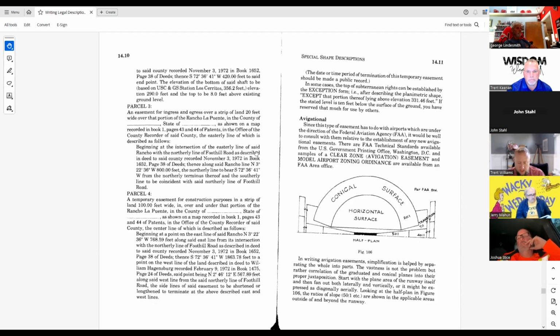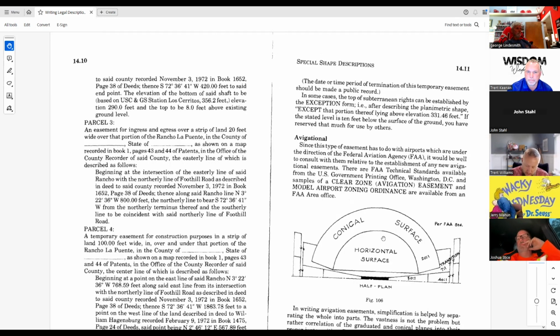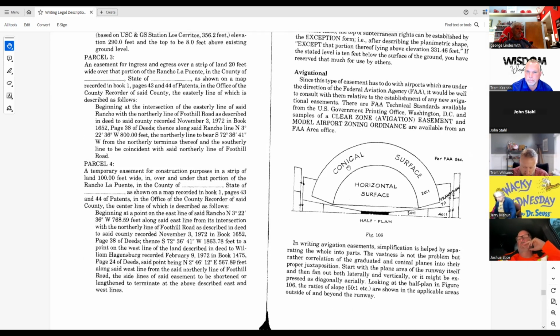Okay, and the last one here, 14.11, is navigational easements. So since this type of easement has to do with airports, which are under the direction of the FAA, it would be well to consult with them relative to the establishment of any new navigational easements. There are FAA technical standards available from Washington, D.C., clear zone navigation easement, and model airport zoning ordinance, which are available from the FAA area office.